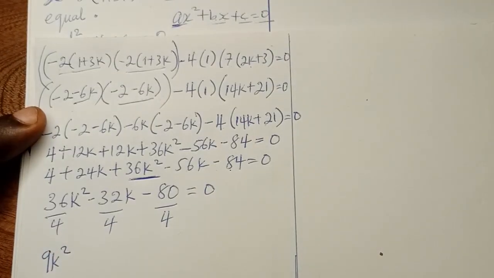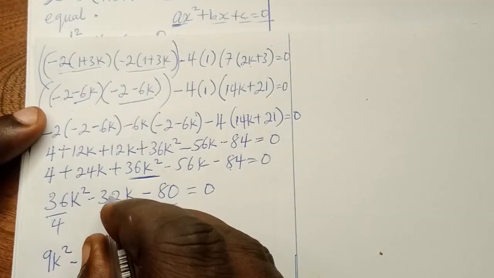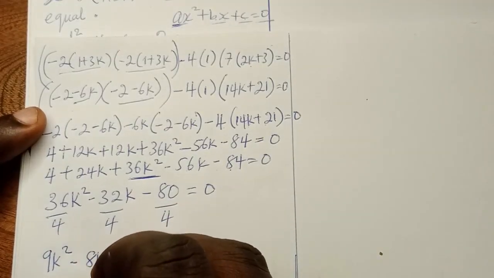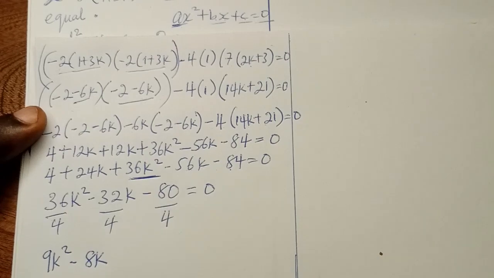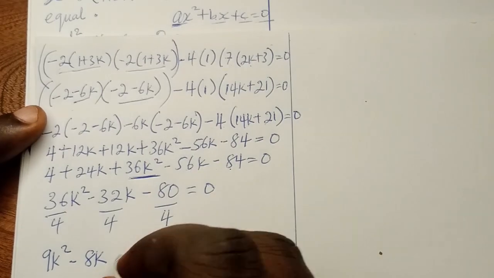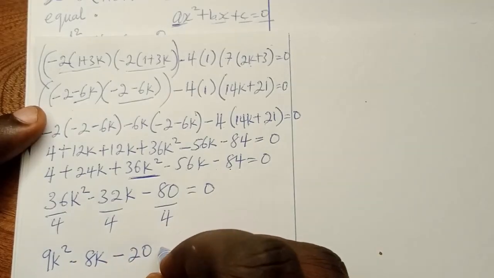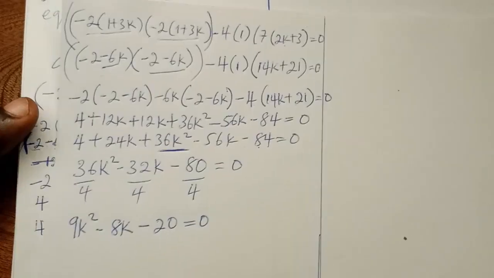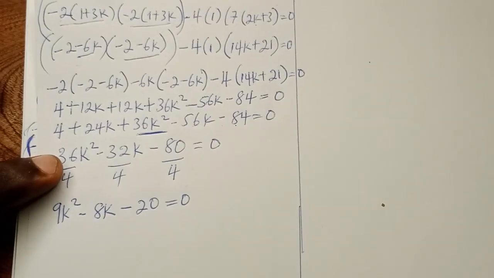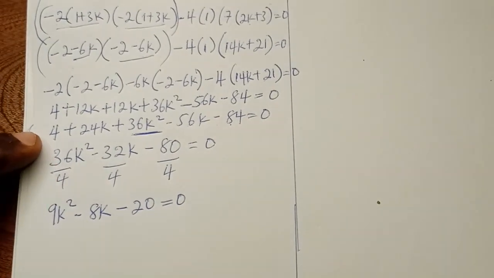32 divided by 4, we are going to have minus 32 divided by 4, which is 8k. Then we are going to have 80 divided by 4, which is 20, that is minus 20, will be equal to 0. We now have this. Let's look at what we can do more from this point.